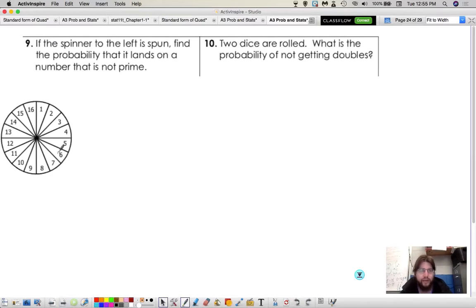We got this spinner here. Find the probability that it lands on a number that is not prime. So let's count how many primes there are. 1 is not prime, okay? So 1 is neither prime nor composite. 2 is prime, so that's 1, 2, 3, 4, 5, 6. So there's 6 out of 16, because it's 1 through 16. So 6 out of 16 is how many primes there are. 1 minus that, 10 out of 16. 5/8.